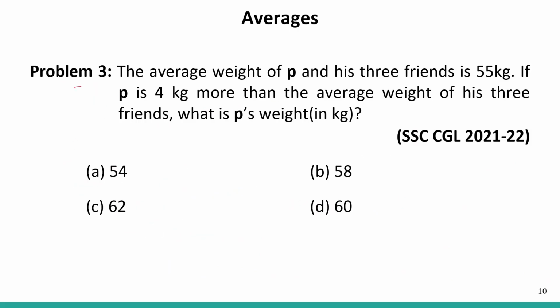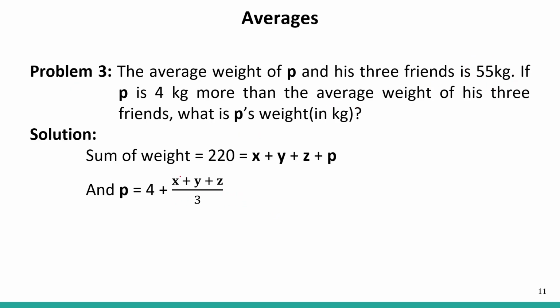So let's see problem number 3. The average weight of P and his 3 friends is 55 kg. If P is 4 kg more than the average weight of his friends, what is P's weight? This question has appeared in the SSC CGL 2020-21-22 paper. Is it option A, B, C or D? Is it 54, 58, 62 or 60? Let's go forward and see the solution.